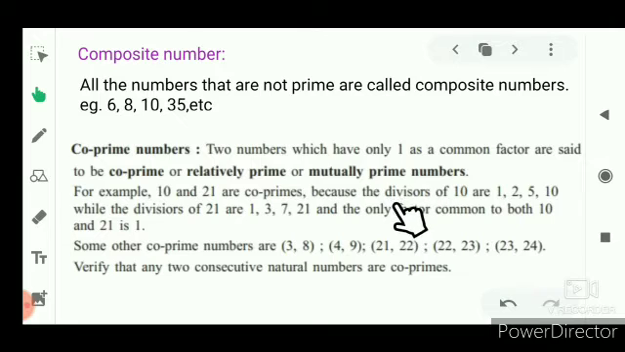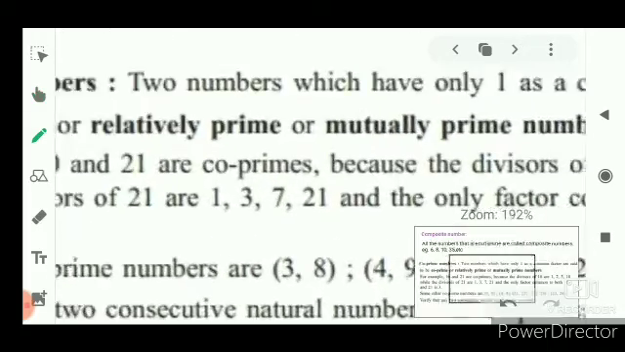Let's see some examples. 3 and 8. If we take the factor of 3, then it is 3 into 1.